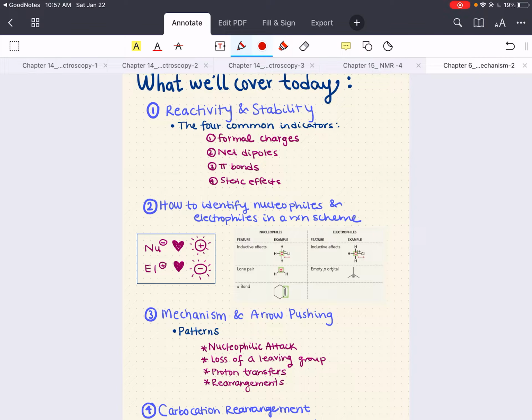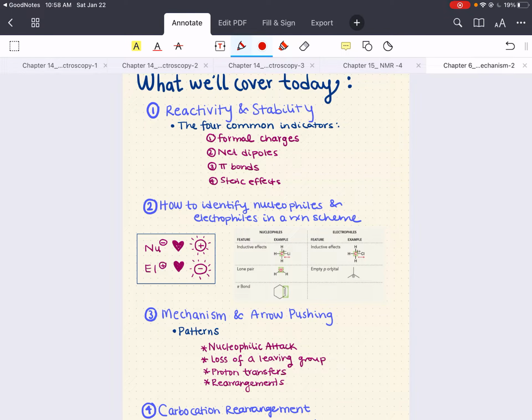These 4 indicators are going to help us identify molecules that are going to want to participate in a reactive manner. From this, we're going to learn how to identify nucleophiles and electrophiles in a reaction scheme, and we're going to define these terms. Being able to identify nucleophiles and electrophiles based off of our 4 common indicators is really going to help us learn how things are going to react when they want to react.